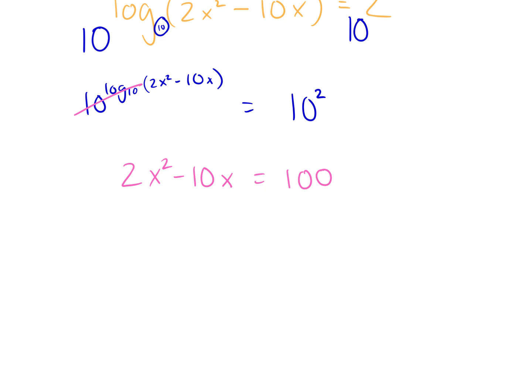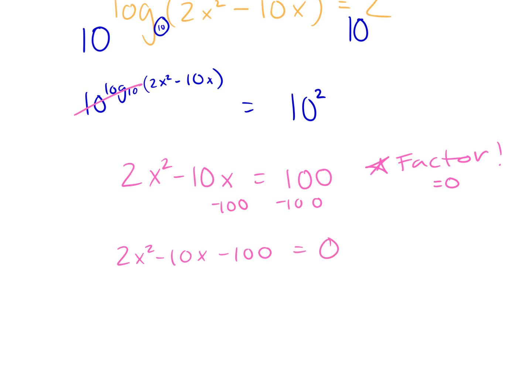How would I solve when I have an x squared and an x in the same equation? We have to factor. What do I need in order to factor? What would I have to do first here? Perfect. I need it to be equal to 0, so I'm going to subtract the 100 on both sides. So 2x squared minus 10x minus 100 is equal to 0.